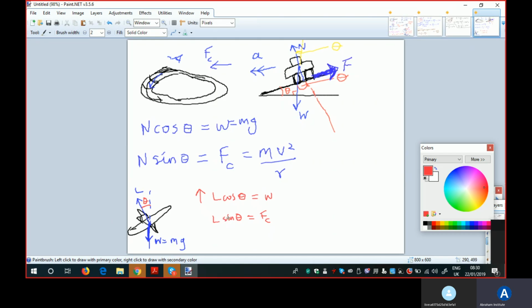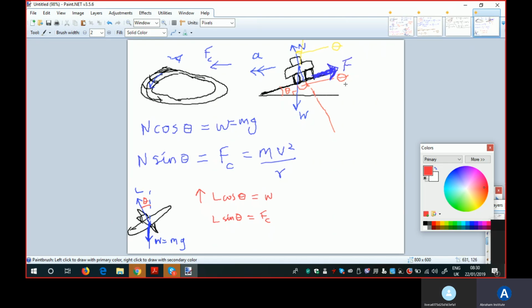Any questions? Can you visualize it? Yes, sir. Okay, so that is A in the diagram, for the fifth example. Then there's another one where you have a tension in a thread. It's very similar to this one.